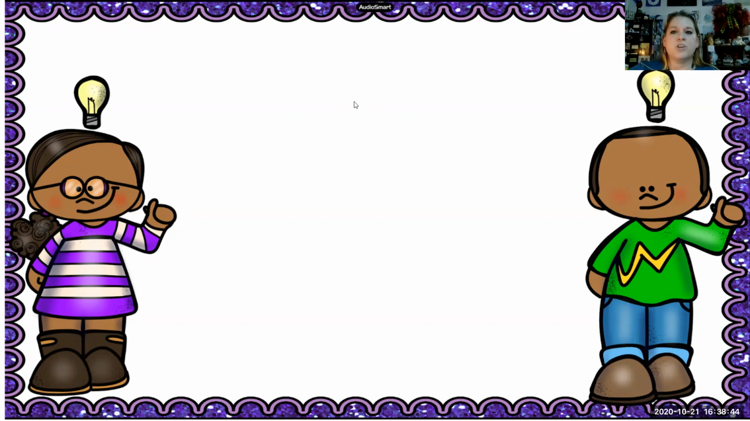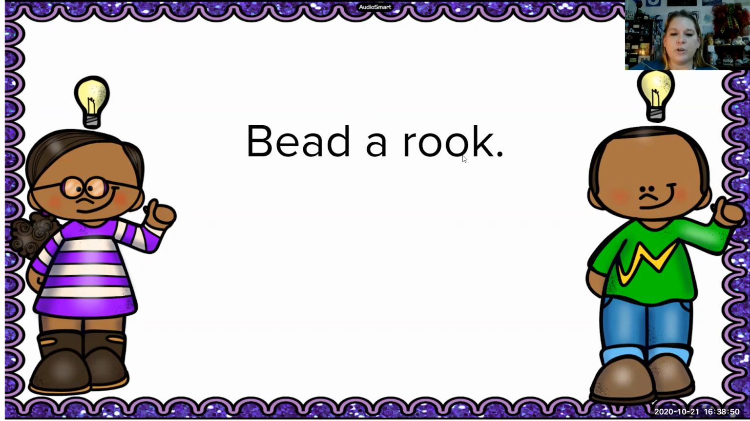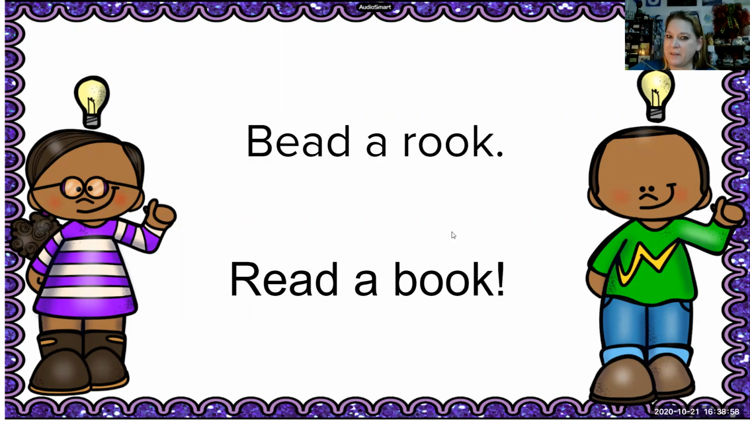Remember, you're supposed to change the first letter of the two words. So here it is, bead a rook. What do you think it should be? We're going to flip-flop the B and the R. So it should say, read a book.